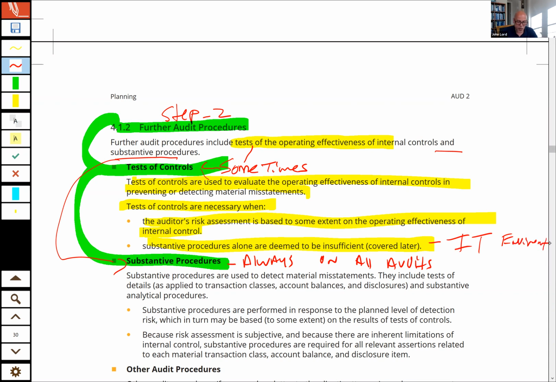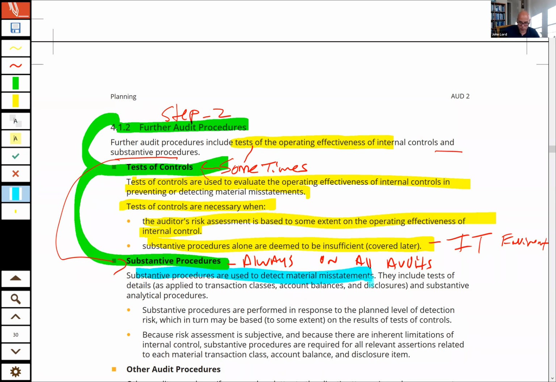In a heavily IT environment, you might have to test the controls, because the IT system is going to generate enough documentation to allow you to do a purely substantive approach. Okay, substantive procedures, we always have to do substantive procedures. They detect material misstatement, which is why we're here.